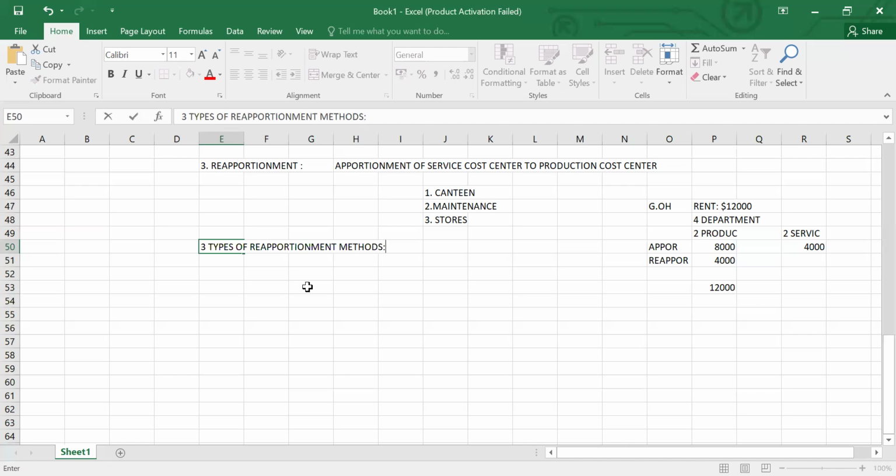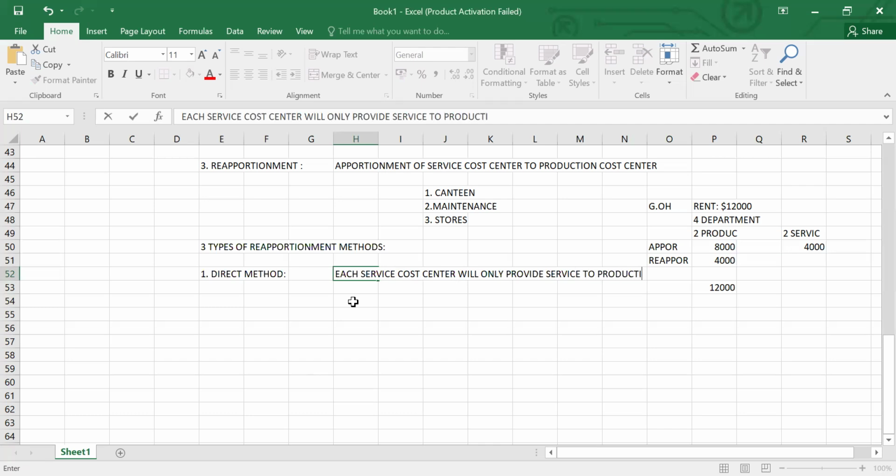Okay. The very first method is the direct method. That is the simplest method. In this method, what is going to happen? Please make sure that you are giving attention to my words in this definition: each service cost center will only provide service to production cost center.